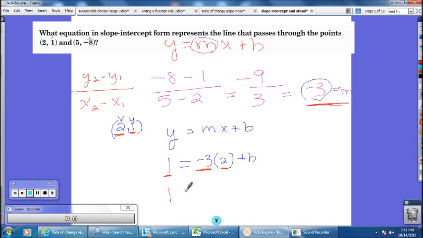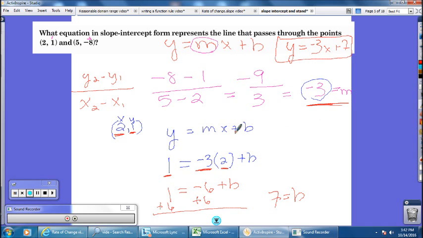So now let's solve. 1 is equal to -3 times 2 is -6 plus b. Guys, you're just solving a regular equation here. Add the 6, add the 6. So now I'm going to move it over here. I get 7 is equal to b. Okay? So now I know what my b is, and now I know what my slope is. And I know it's going to pass through these two points. So now I'm going to write y equals my new slope, negative 3x, and my new y-intercept, plus 7. Here is my final equation.